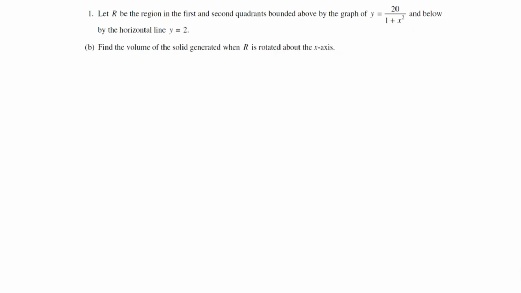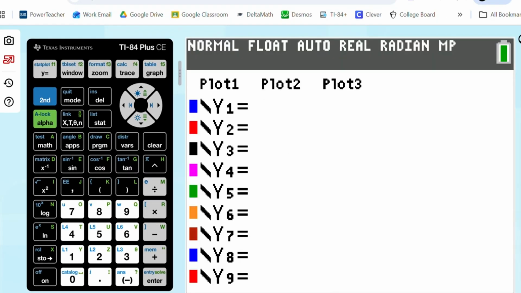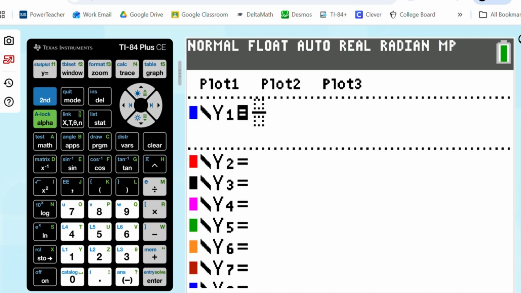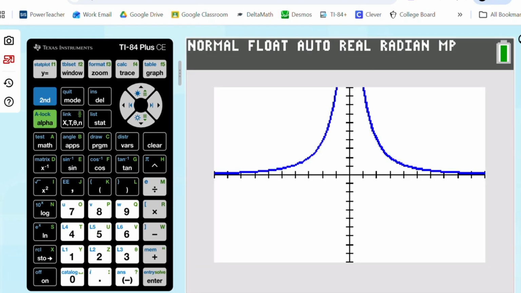In part B, it asks us to find the volume of the solid generated if we take R and rotate it about the x-axis. Now, we might not know what 20 over 1 plus x squared looks like, but it doesn't really matter what it looks like. We're going to graph it just so you can see it. If we do 20 over 1 plus x squared, we can see that it's like a bell curve. That's basically what we've got here.